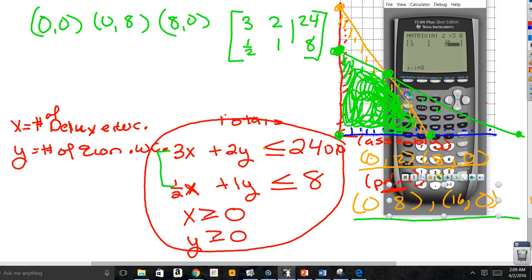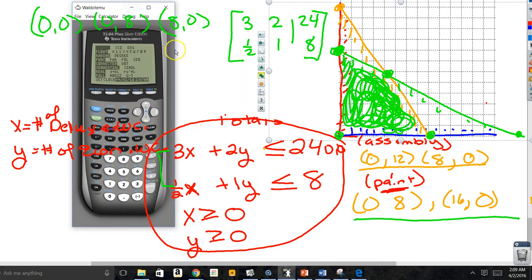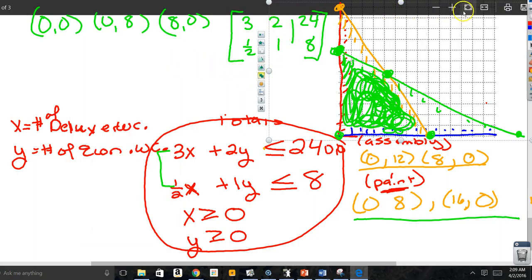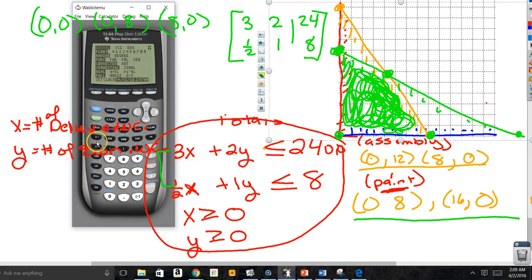So then we're going to go home, second mode. I don't know what's going on. Second matrix. Math. Nope. Second matrix. Math. RREF.